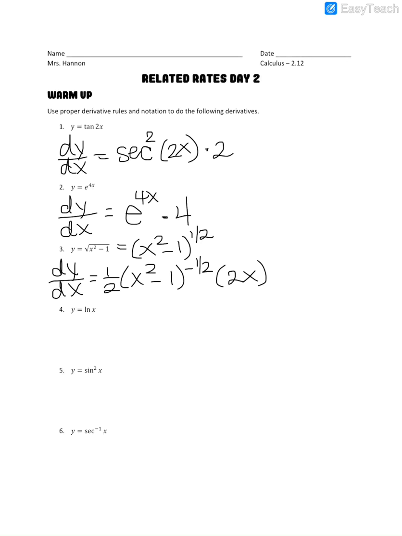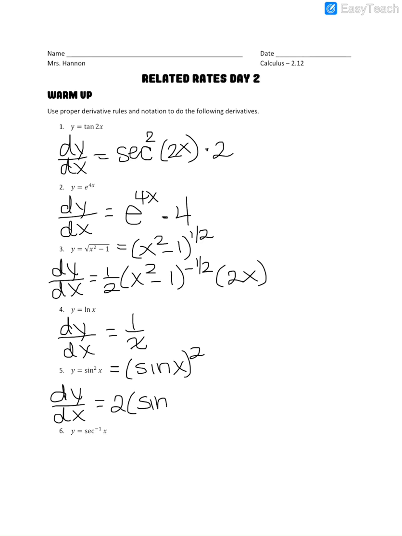Okay, number 4, the derivative of the natural log of x is 1 over x. Number 5, chain rule, we want to rewrite. So we have 2 times the sine of x. The 2 becomes a 1, so I'm not going to write it, times the derivative of sine, which is cosine x.